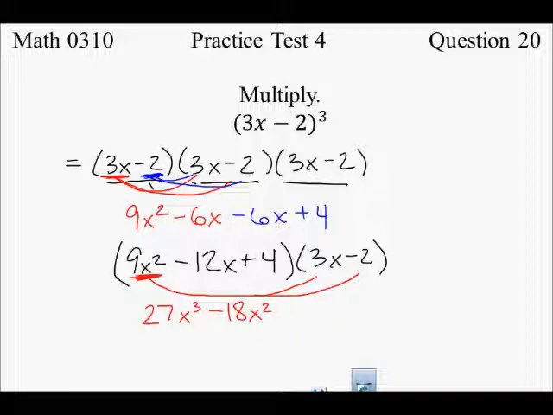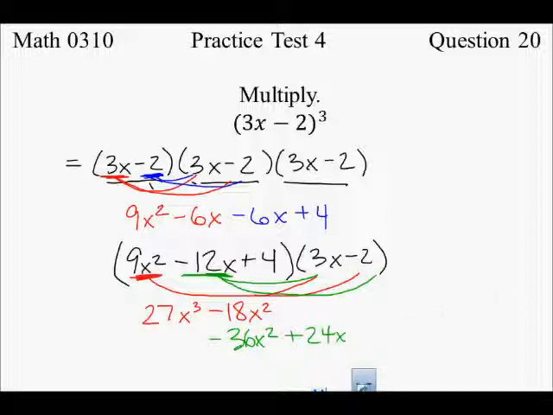Now let's distribute our negative 12x. Negative 12x times 3x: negative 12 times 3 gives us a minus 36, and x times x makes that an x squared term. I'm going to put that under my x squared term that I already have. So that's minus 36x squared. Then distributing negative 12x into the last term, negative 12x times negative 2: negative 12 times negative 2 gives us a positive 24, and that's just an x term. So I'll write that down, plus 24x.